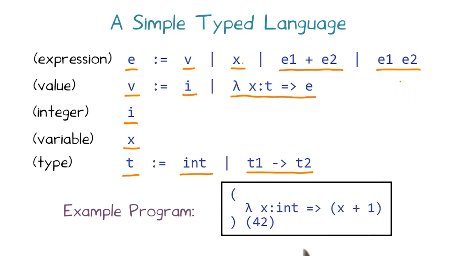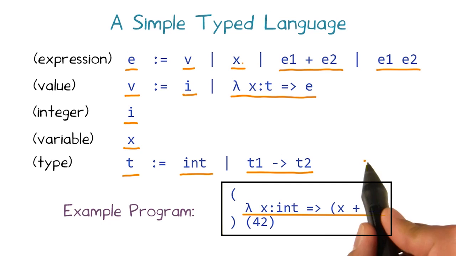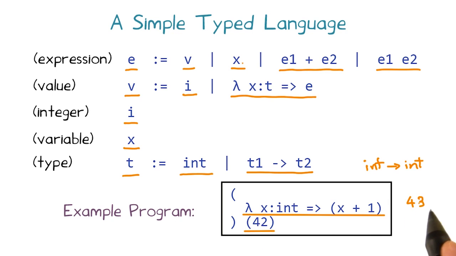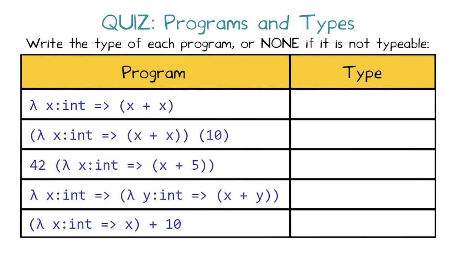This example defines a function that takes an integer x as an argument and returns x plus 1. The type of this expression is int arrow int. Then this function is applied to the integer 42, yielding the integer 43 as the value to which this program evaluates. To check your understanding of this language, let's do a quiz.